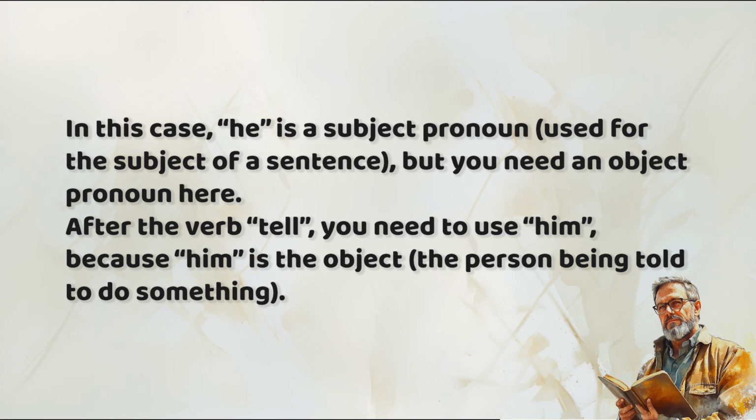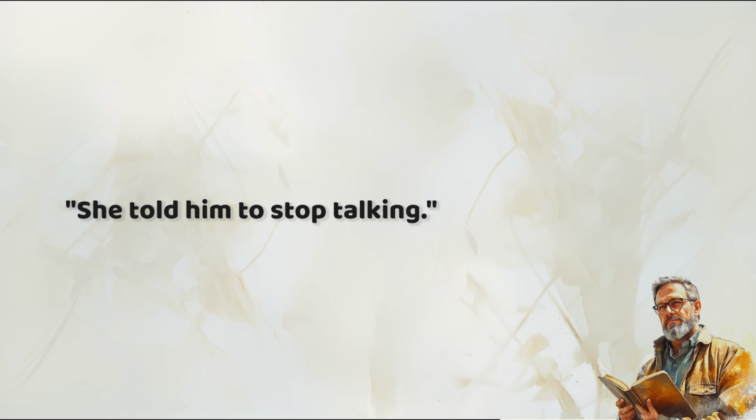In this case, he is a subject pronoun used for the subject of a sentence, but you need an object pronoun here. After the verb tell, you need to use him, because him is the object, the person being told to do something. Correct sentence: She told him to stop talking.